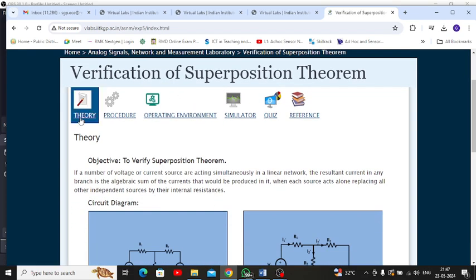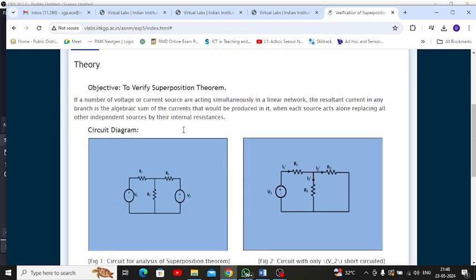We all know what the superposition theorem is, right? We can have more than one voltage source or current source in a linear network. The resultant current will be the sum of the currents produced by each particular source acting alone, where we replace all other sources by their internal resistance.